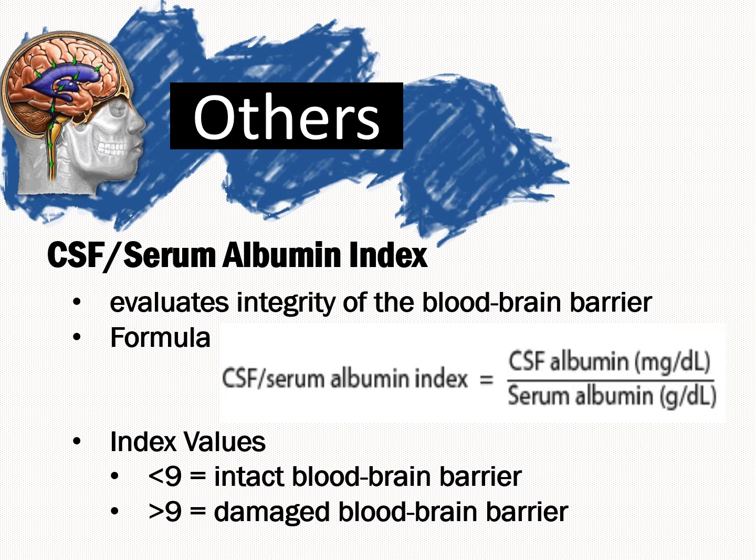The CSF serum albumin index evaluates the integrity of the blood-brain barrier using this formula. This is based on the principle that all CSF albumin is derived from transport across the blood-brain barrier. The central nervous system does not synthesize its own albumin. So if the albumin is high in the CSF, it could indicate that the patient already has a damaged blood-brain barrier. Using this formula, if the value is less than 9, it indicates an intact blood-brain barrier, and if the value is more than 9, it indicates a damaged blood-brain barrier.